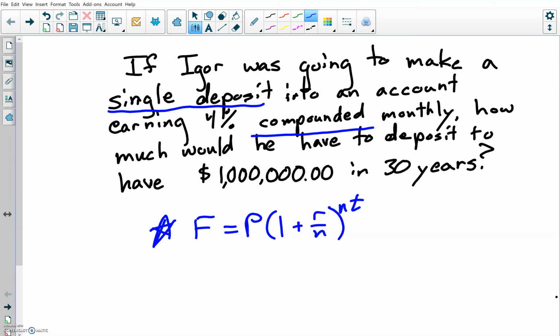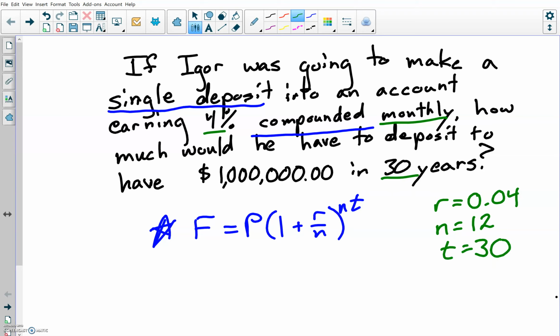So now it's a matter of finding the pieces that we need to plug into the formula. What do we have? Earning 4% tells me the rate, and that's going to be 0.04 when you convert it to decimal. Monthly tells me the n is going to be 12. When you're compounding, you always look for a clue to the number of compoundings per year. Monthly, n is 12. 30 years tells me that t is going to be 30.